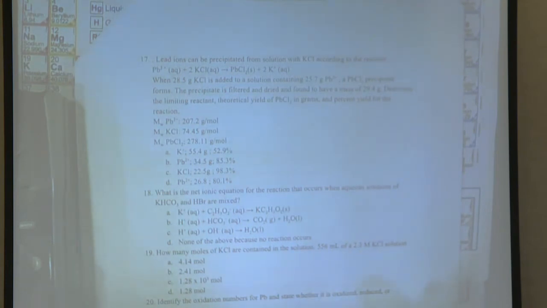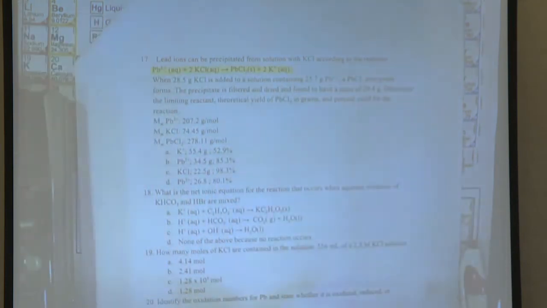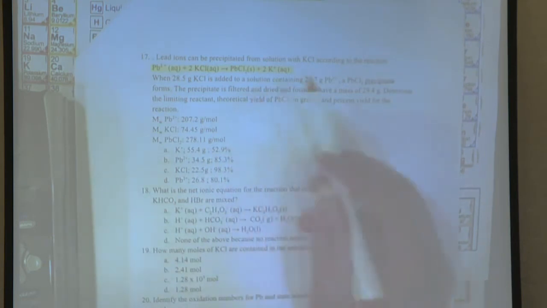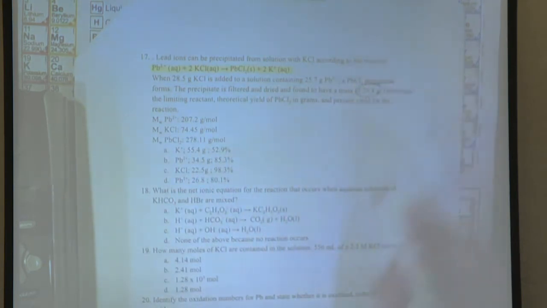All right, lead ions can be precipitated from solution with KCl according to the reaction. I'm going to highlight this because this is pretty text heavy. When 28.5 grams of KCl is added to a solution containing 25.7 grams of Pb2+, a PbCl2 precipitate forms. This precipitate is then filtered, dried, and found to have a mass of 29.4 grams. Determine the limiting reagent, the theoretical yield in grams, and the percent yield.